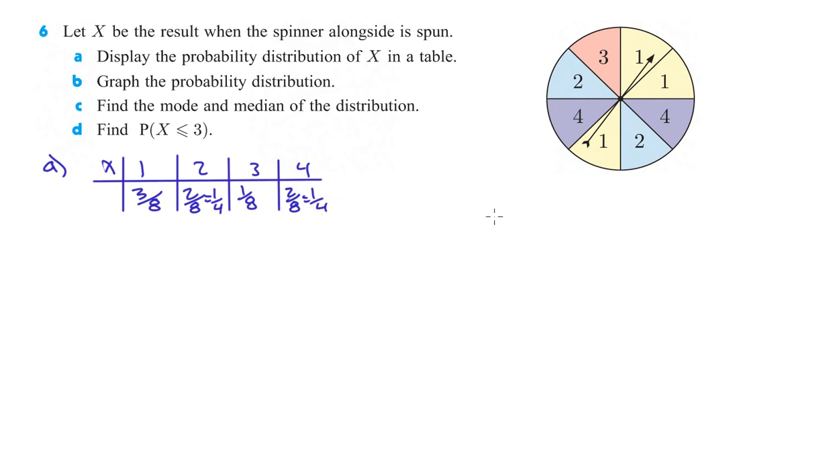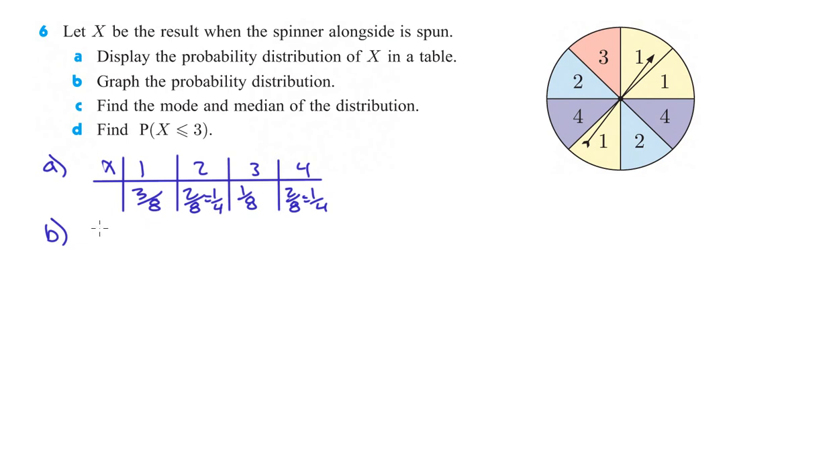Okay, so you can leave it just as like 3/8, 2/8, 1/8, 2/8. You can reduce it to 1/4. You can turn these into decimals. Whichever way you want to write it is totally fine. Okay. Part B, graph the probability distribution.